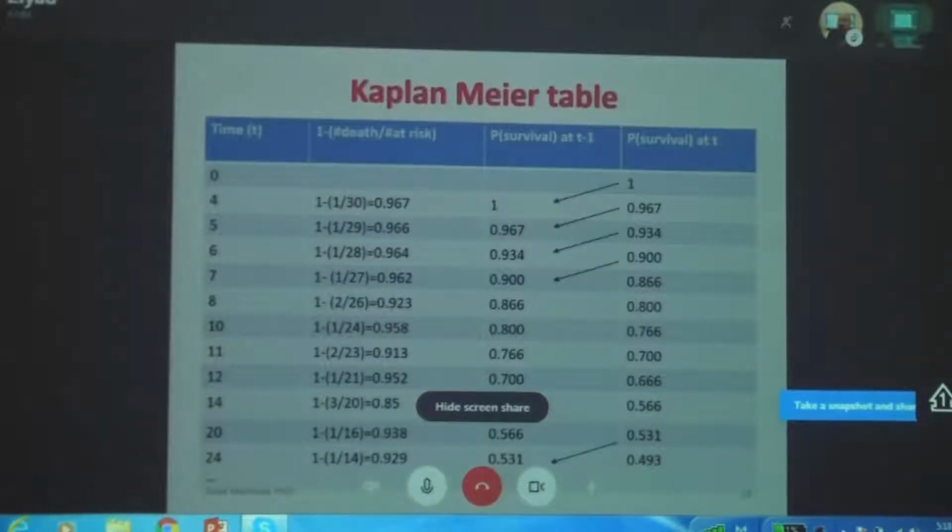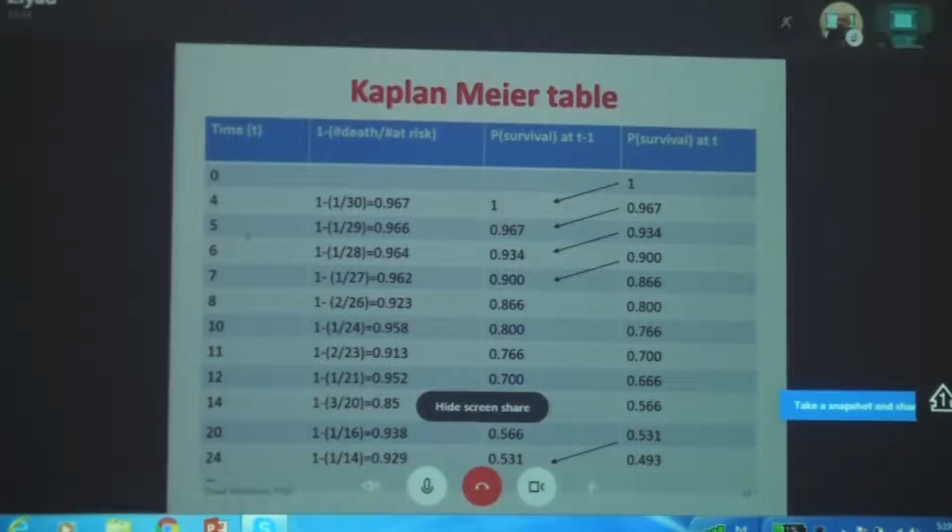So this is our example of our data. Here I'm trying to explain this. At time zero, the probability of survival is 100%. At 4 weeks, we had 1 death. So the probability of survival at that time is 1 minus the number of deaths over the number at risk, which is 30. 1 minus 1 over 30 is 0.967. You multiply it by the prior probability, you get 0.967.